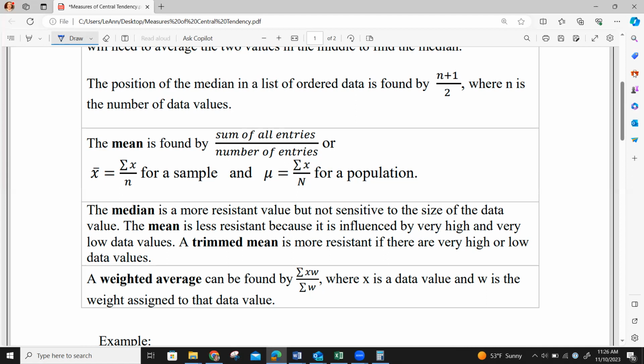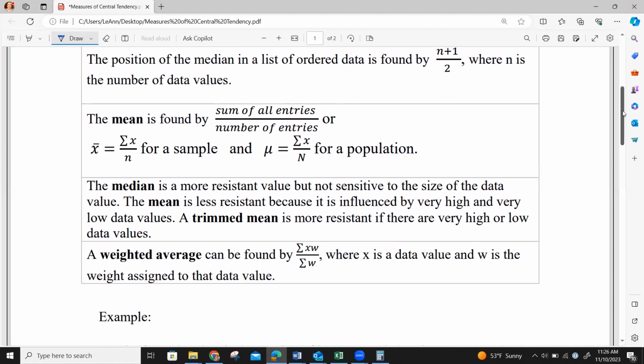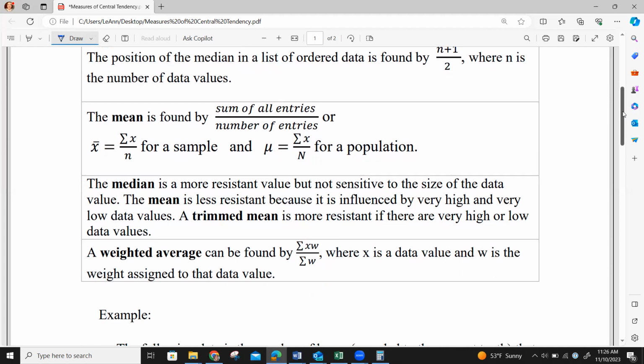Okay. Now, just some things to note. The median is a more resistant value, not sensitive to the size of the data values. So the median is not going to get changed by having a very high value or a very low value in your set, because it's the middle. It's not really affected by all of the outer edge values. The only thing that could change your median would be if you added more elements to your set or took away elements, and that could possibly shift where your median is.